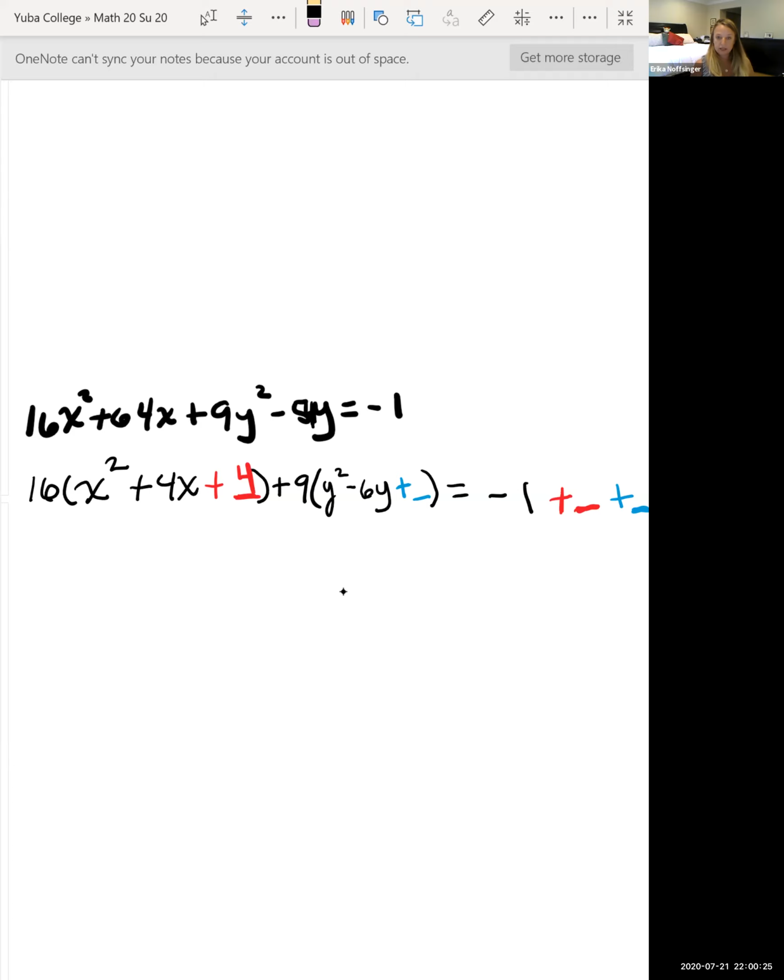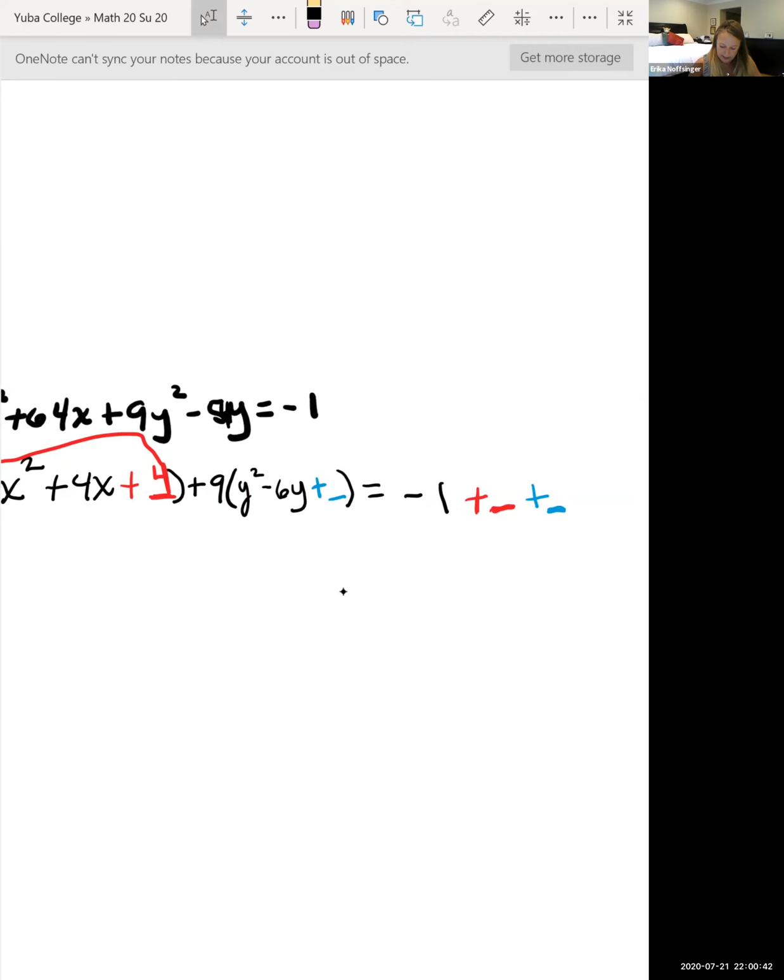The problem is we didn't technically add 4 on this side of the equation. The 16 outside of this parentheses is affecting every term inside the parentheses. And so technically we really added 16 times 4. So I'm going to actually put that there. So plus, really what we added on that side was 16 times 4.